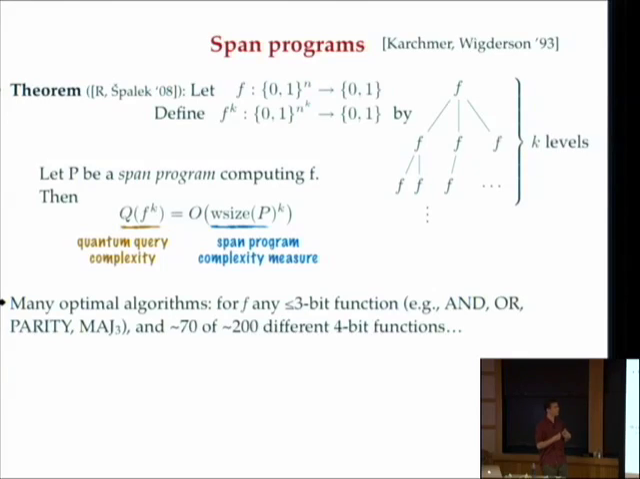Then if you have what's called a span program that computes this function f, you get a good quantum algorithm. The query complexity of the quantum algorithm is going to be at most what's called the witness size of the span program raised to the kth power. I'll describe the witness size in a second, but basically if you have a good span program, you get a fast quantum algorithm for evaluating these kinds of formulas. And the real statement is of course more general, but this is a simple way of stating it.